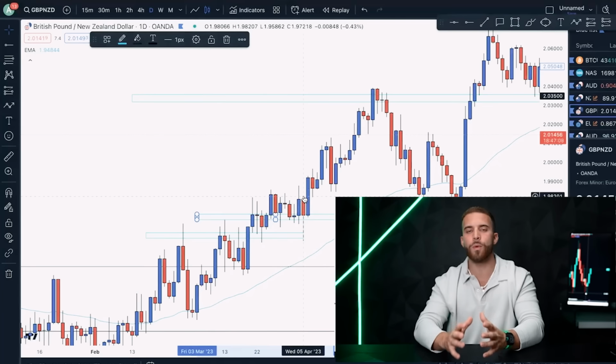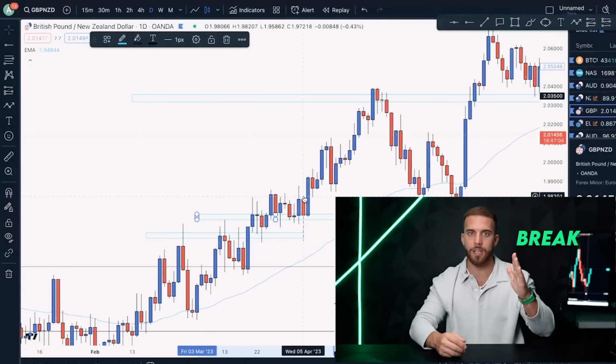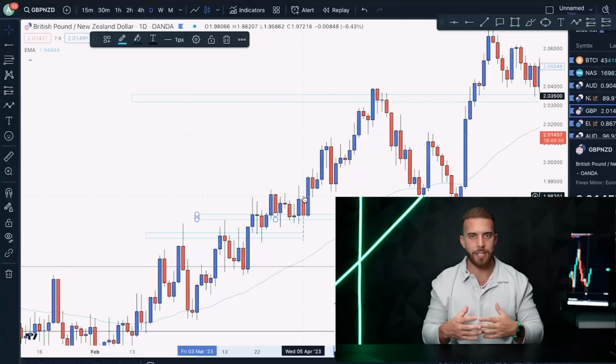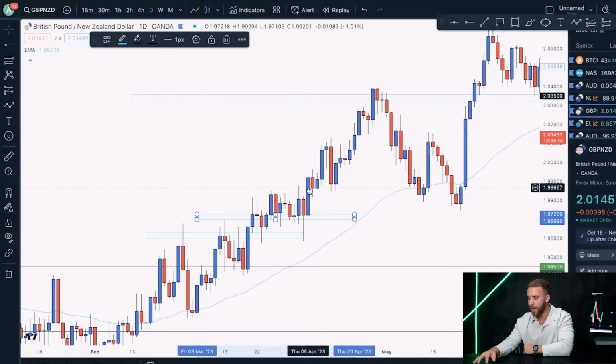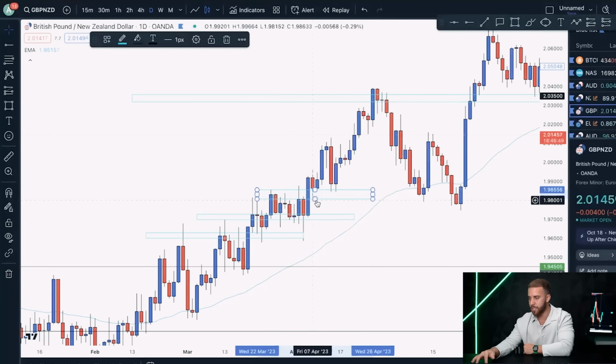Remember, break and retest is a continuation pattern. Price has a break, and in the retest it has breathing room. It's able to get ready to then continue heading in that direction. That's exactly what we're seeing here. Next, we have our next zone, which is the next high point, which is this point right here. Mark it off as a zone, and you can see how price clearly breaks and then retests it.